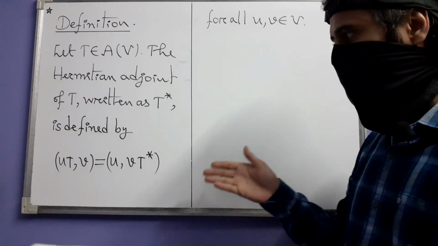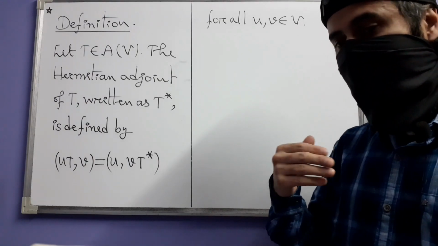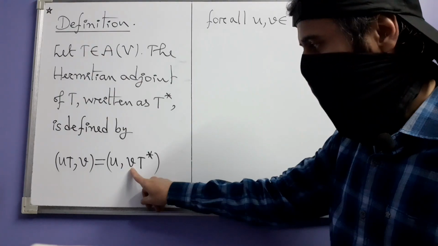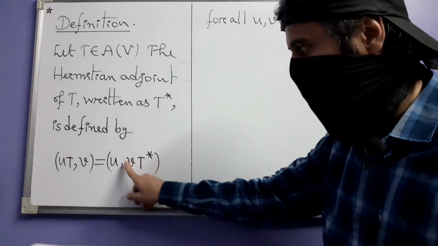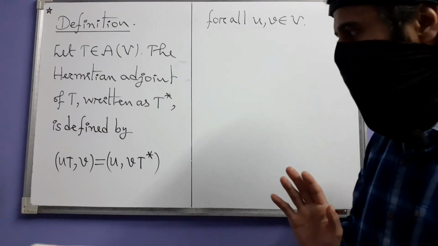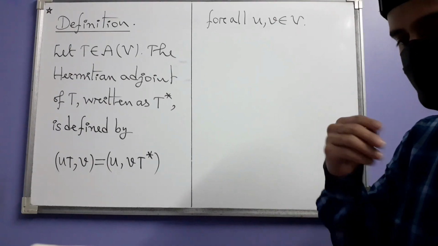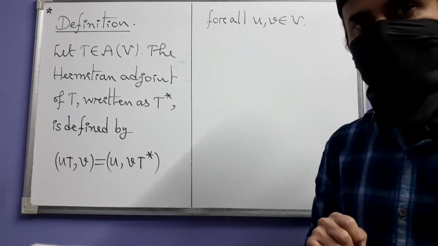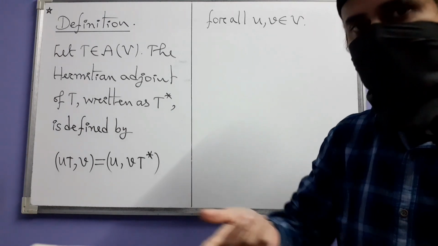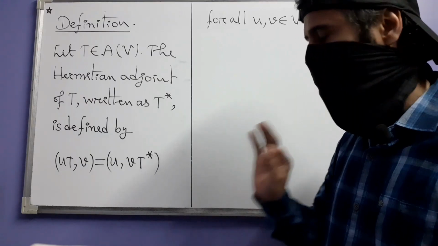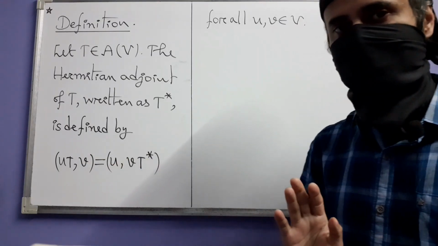However, we are not saying directly what T star does to a vector. We do see the image of this vector v under T star here. This notation means the image of v under T star. But we are saying that it is such a vector which should satisfy this equation. We are not directly saying what the image is, but we are indirectly saying that it is one such vector which will satisfy this equation.